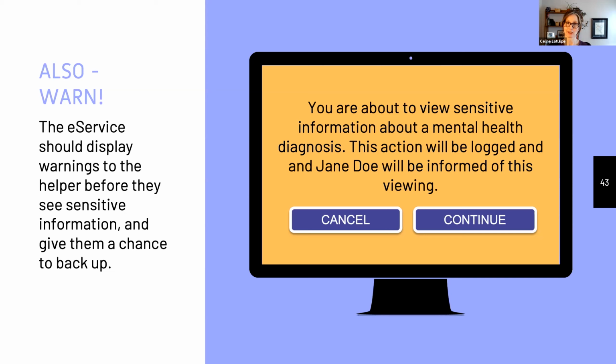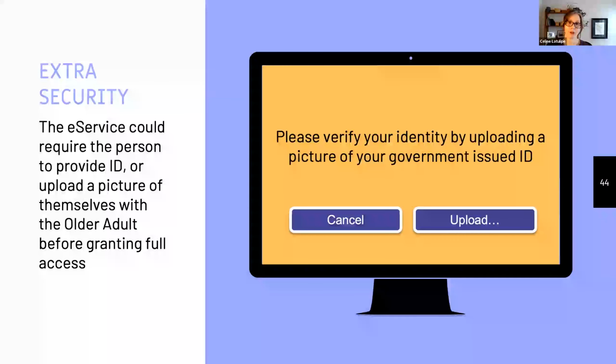So this gives people a chance to back up before they get somewhere in a system that maybe they really shouldn't be going. You could also ask for extra security. So you could ask people to verify their identity, uploading a picture of their government issued ID, and actually not let them go any further in the system until that's verified. So there's possibilities on that type of level as well.